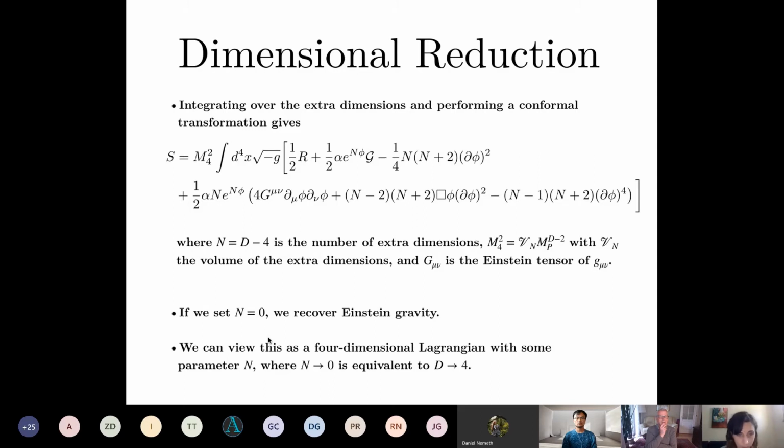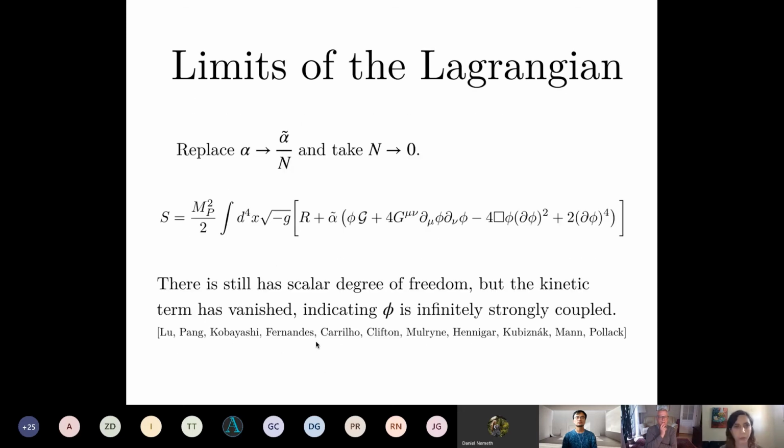We can also just view this Lagrangian, instead of viewing it as something that came from dimensional reduction, as just a 4D Lagrangian with some parameter n. And so if we want to take the d goes to 4 limit, that's equivalent to taking the n to 0 limit. Okay, so we take that Lagrangian and then do the usual replacement. So this one's equivalent to alpha goes to alpha over d minus 4, and then we take n to 0. We'll get this Lagrangian here.